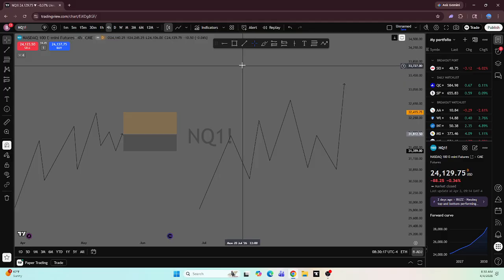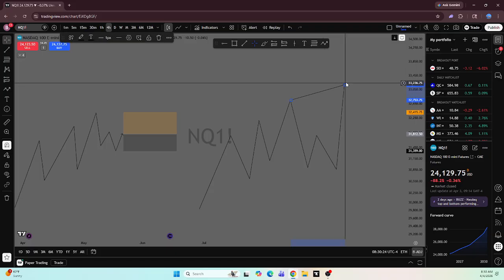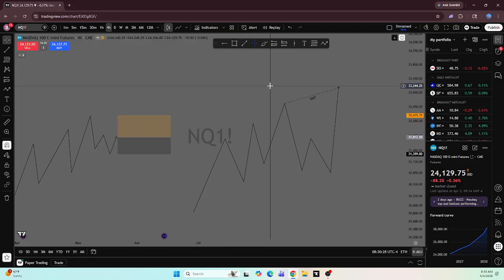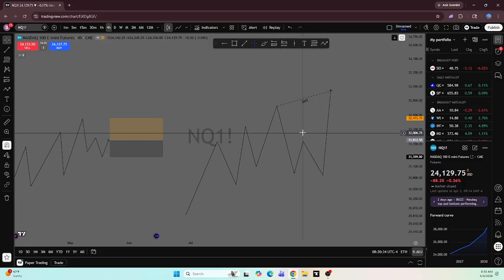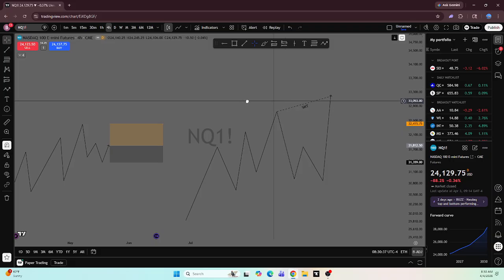So what this can do is cause an SMT. SMT means one of the indexes has taken out the high before the other one. And what do we know with this? We know highs and lows have orders above them looking to fill, to push price back to the downside here because we just took out a high.